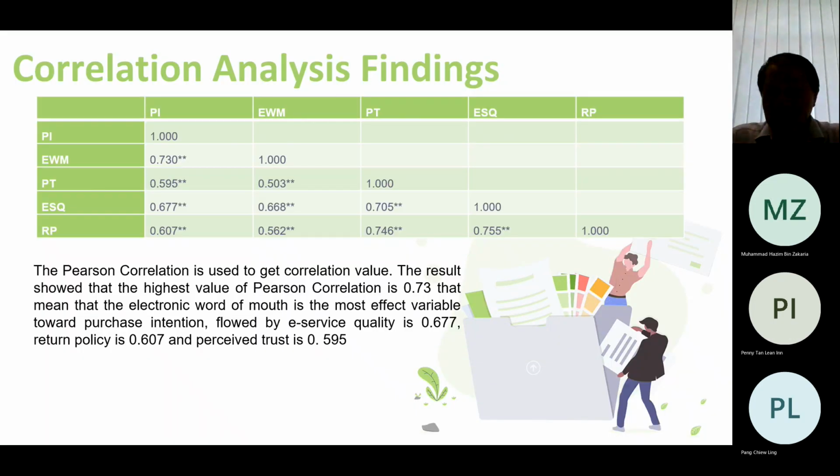Next, the analysis finding is the correlation analysis finding. You can see the numbers here. The Pearson correlation is used to grade the correlation value. The results show that the highest correlation is 0.73, and the lowest is 0.59. Therefore, for this case, it shows that word of mouth is very important compared to perceived trust, which is 0.595.